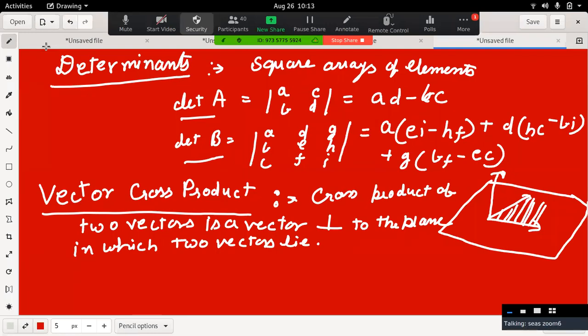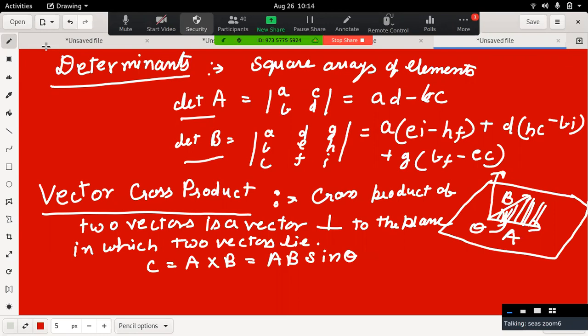So let's say there are two vectors, this is A and this is B, and they are separated by some angle theta. Then we can say that their cross product, let's say C, is equal to A cross B, and it is nothing but AB sine theta, where theta is the angle through which A and B are separated. This is also called the sine product.